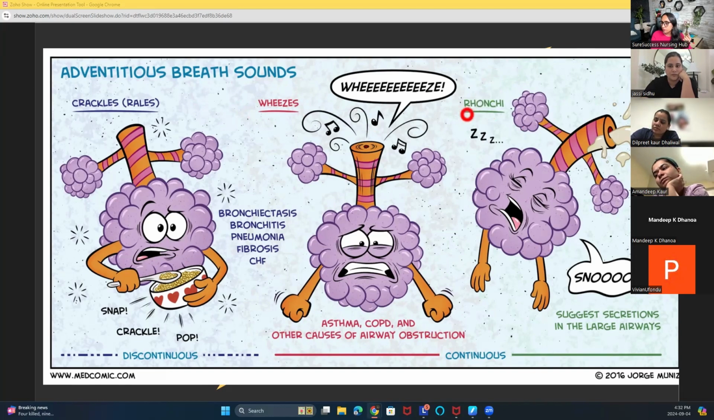Then rhonchi usually happens in the bronchi. If you have ever worked in the ICU or seen an ICU patient, sometimes when the patient is on a ventilator, it sounds like snoring. It sounds like the secretions are here in the bronchi. Those are rhonchi. Rhonchi means secretions in the large airway. And what you can do is suction it, or you can tell the patient to cough.